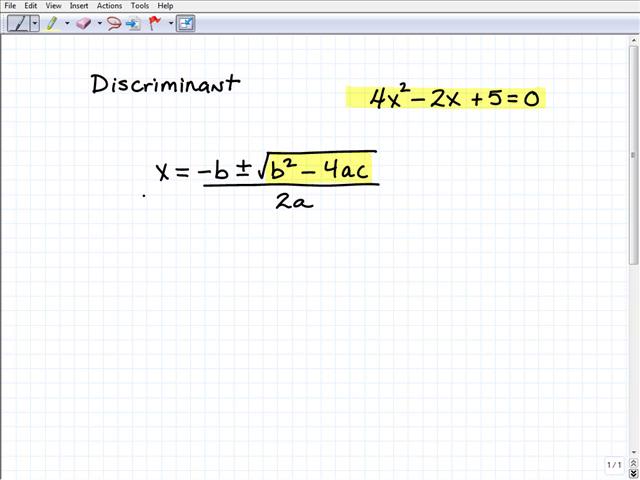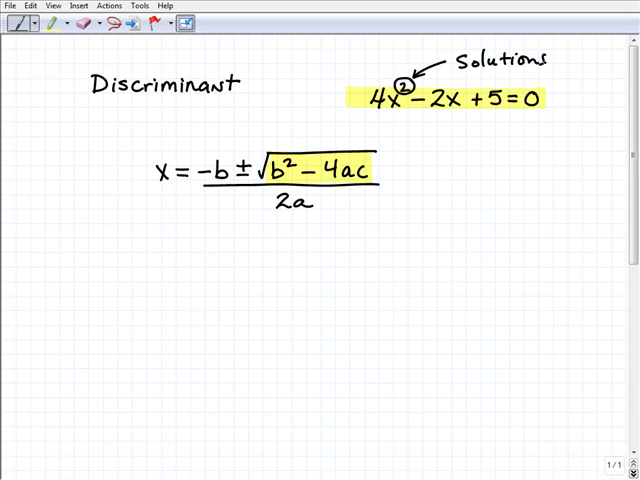But the one thing about quadratic equations, and let's just make sure you understand, a quadratic equation is a polynomial whose highest degree is 2. It's a second degree polynomial. That means there's always two solutions. There's always two roots.